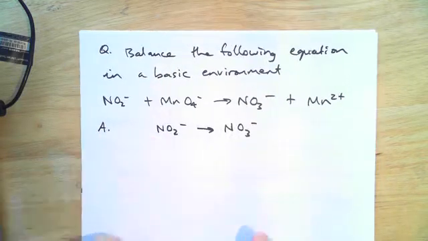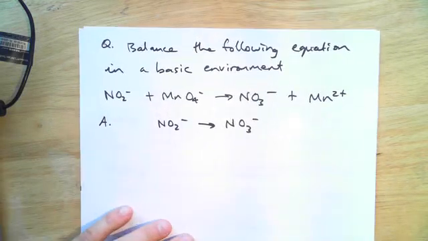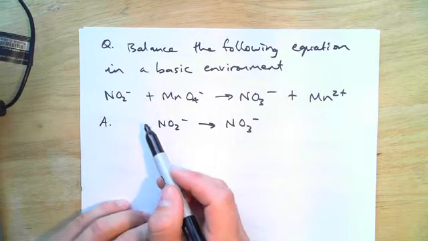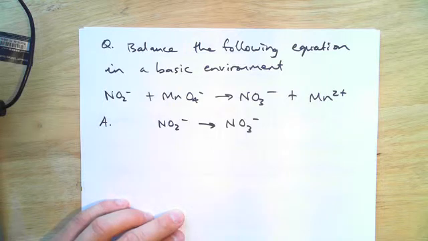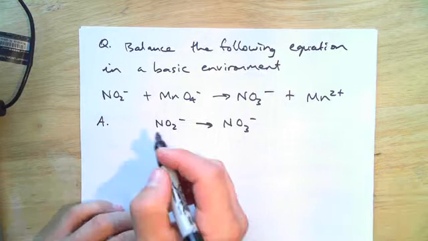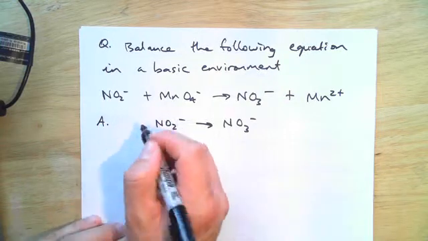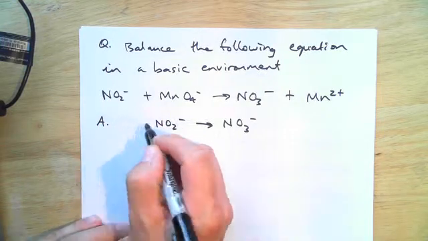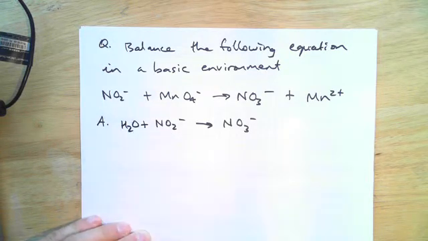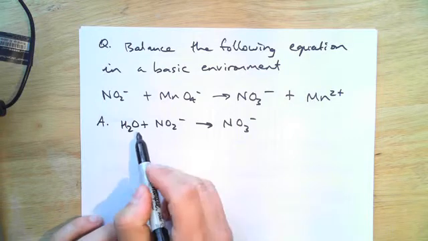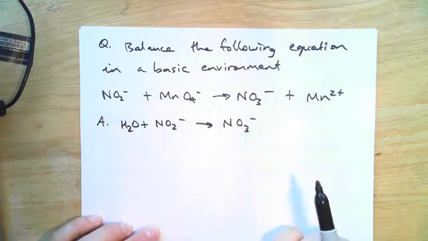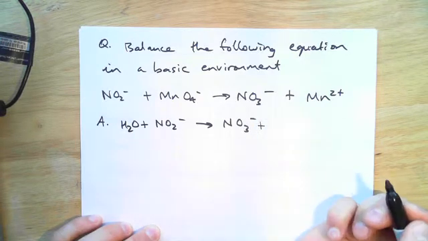Now we have to look at the oxygens. It would be tempting to just add a half O2 here or something, but you can't do that with redox equations. So what we have to do is add a water here. I probably should have drawn this down a bit further. I add a water there, and so now I'm going to have 3 oxygens, and there's 3 oxygens here. Then I've got to balance out the H pluses.